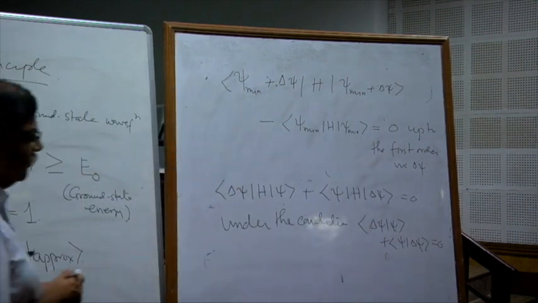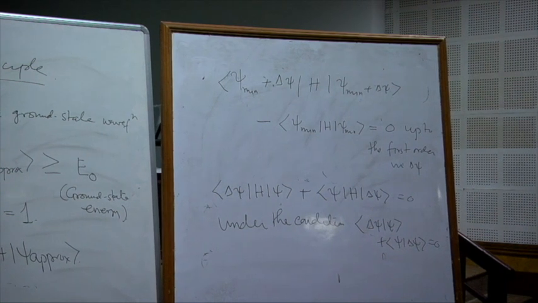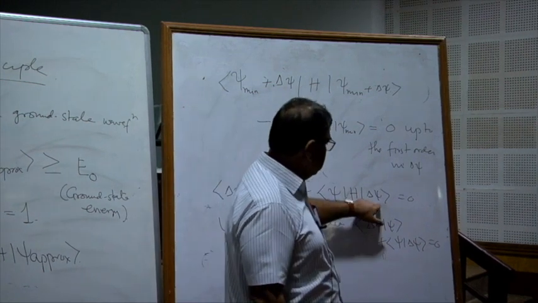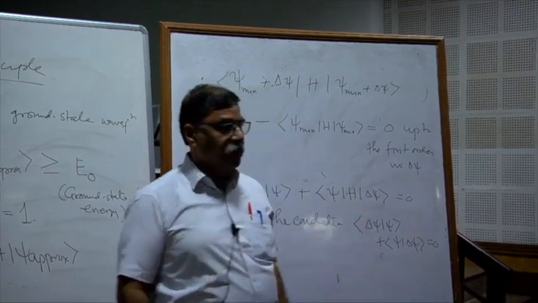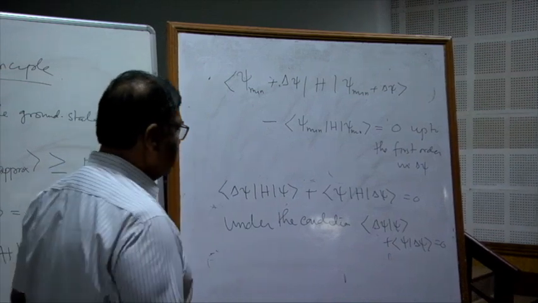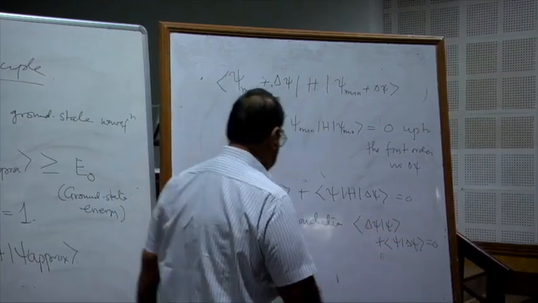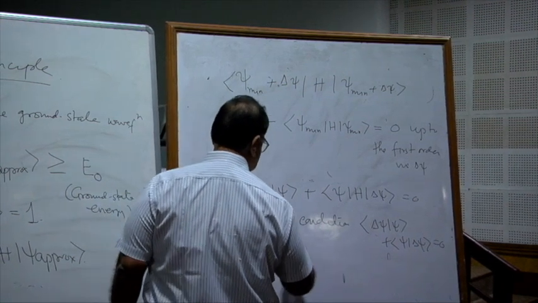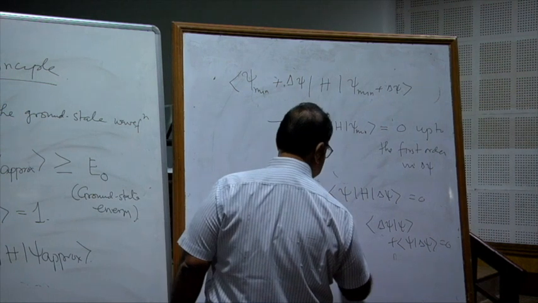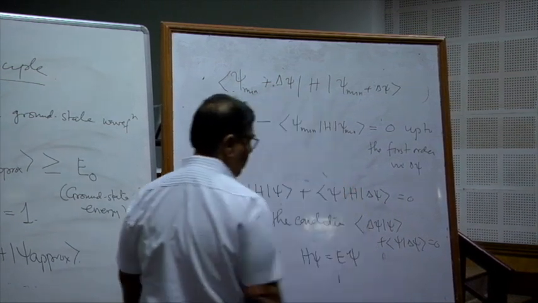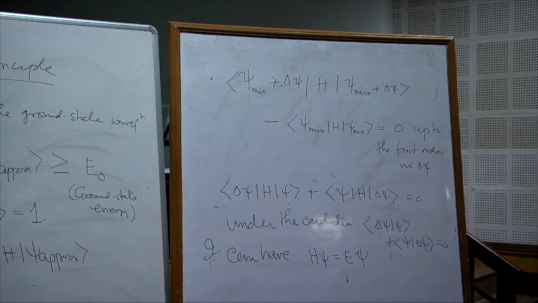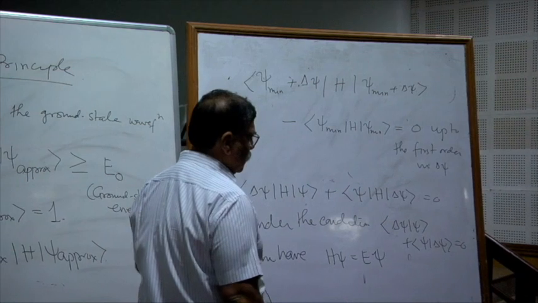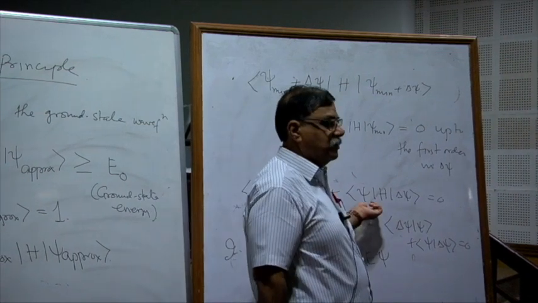The change in psi up to first order should be 0. Now, if delta psi was completely arbitrary, then I would have that H psi should be 0. But now I have freedom, because this is 0, I can have H psi equals some constant times psi. Right? That gives me the whole thing to be 0. So you apply a constraint here, you relax the constraint here.